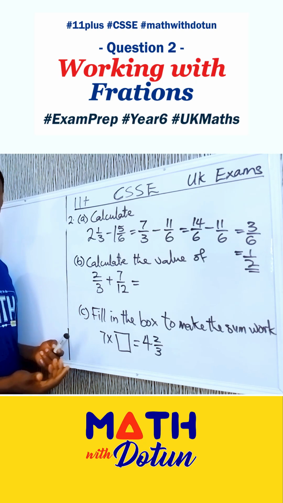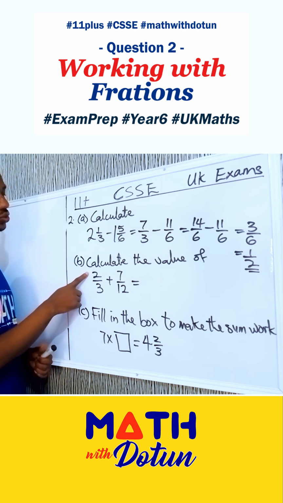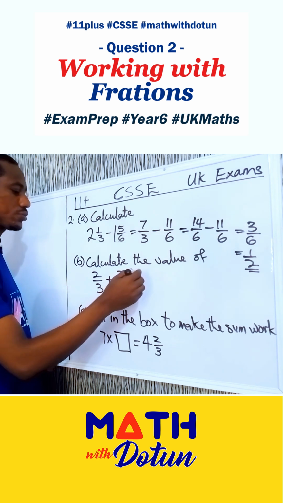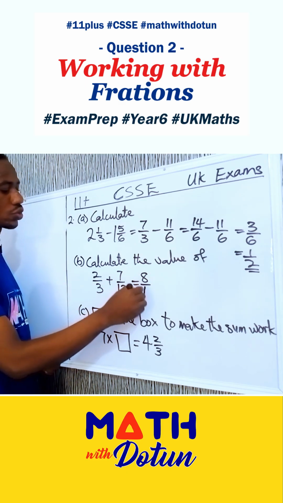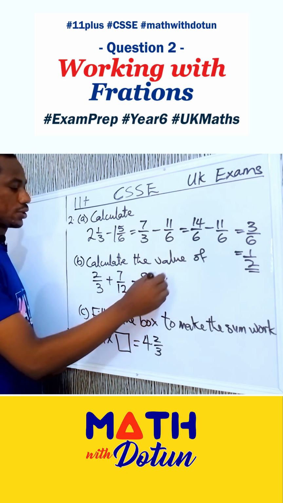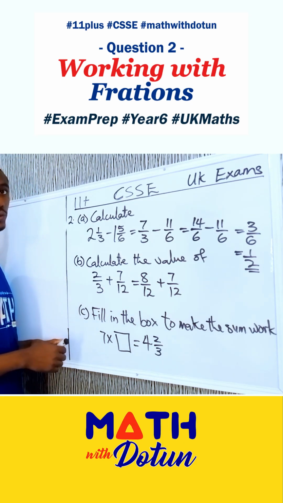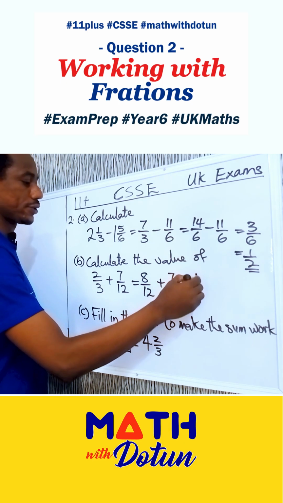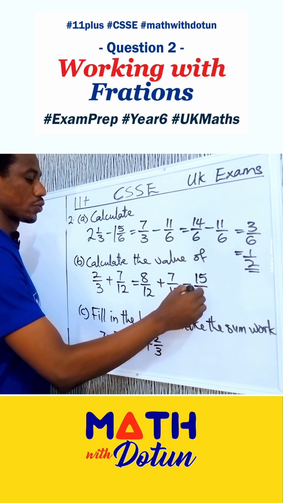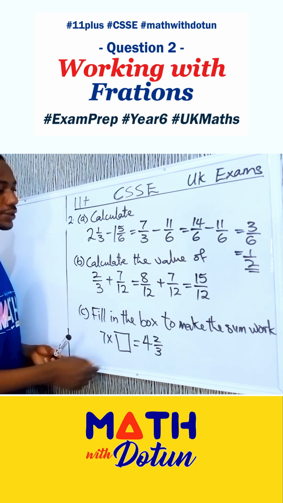We can also use our equivalent fraction method here. We do 2 times 4, 8, and 3 times 4, 12. Now we have like fractions, so we can just add the numerators. 8 plus 7 is 15, and that is over 12. So we have to break it down.